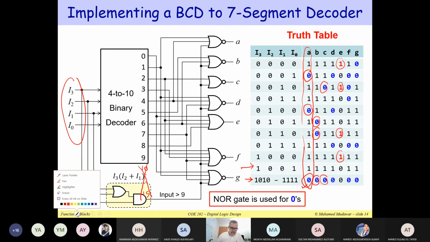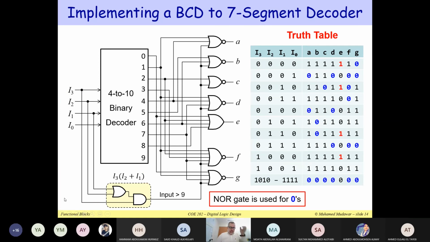So to detect if my input is greater than 9, well, first we have to have I3 equal to 1. I3 is the most significant bit. If I3 is equal to 1, then we know that the input is greater than or equal to 8. Yes, it's 8, 9, 10, and so on. If I2 or I1 is equal to 1, it means that my input is greater than or equal to 10. For example, if you have 1, 0, 1, 0, you have 1 here, then 0, 1, 0, this will be 10. So this will give me I3 equal to 1 and I1 equal to 1.